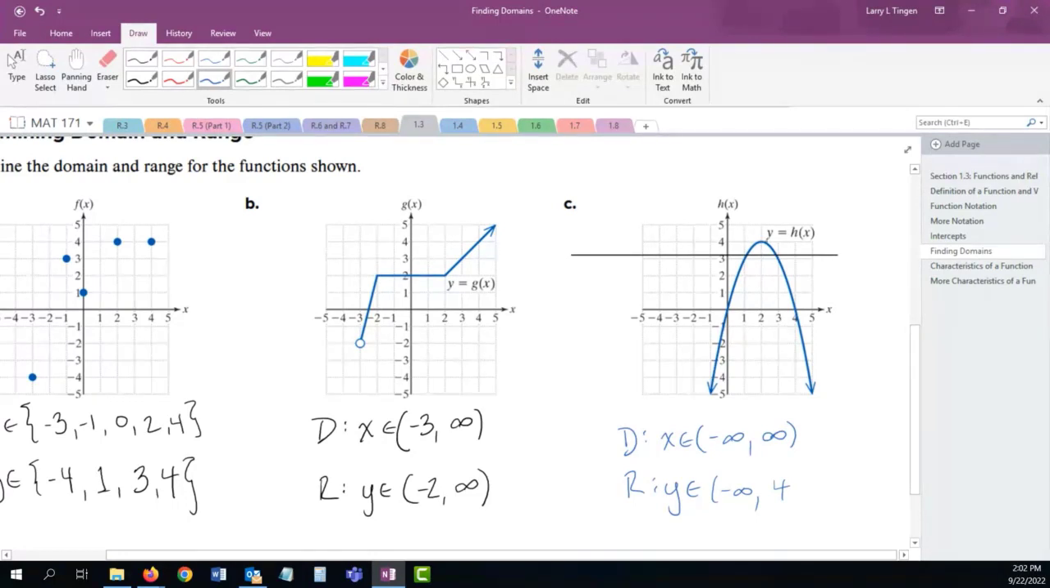This is not an open circle at the top. And since there's not an open circle, it's understood that 4 is part of the range. So it gets a bracket, or a brace, excuse me. Okay? But the range stops at 4. Why does it stop at 4? Because there's no value of x you can plug in and get 5 or 6 or 7 or anything greater than 4. 4 is as high as it goes.